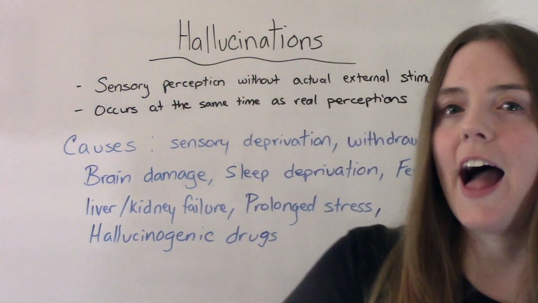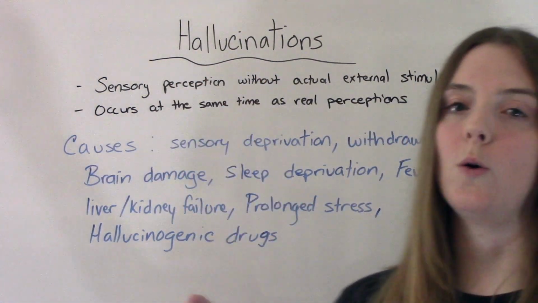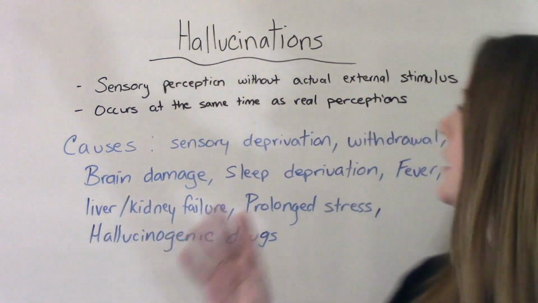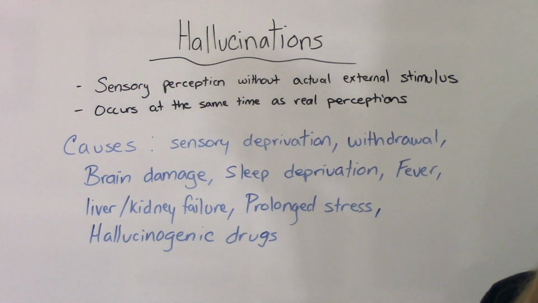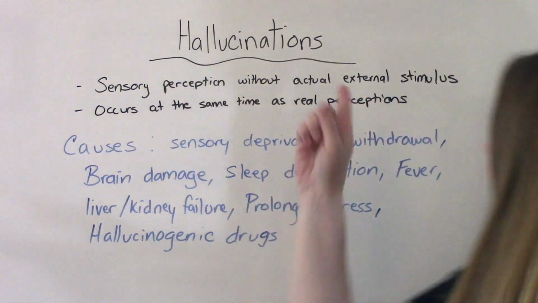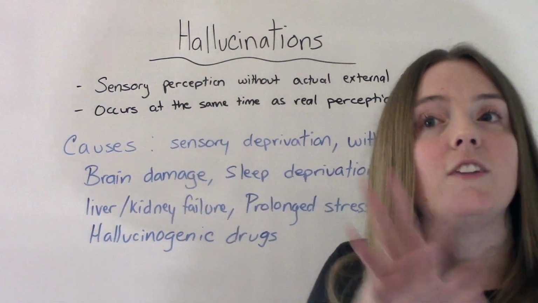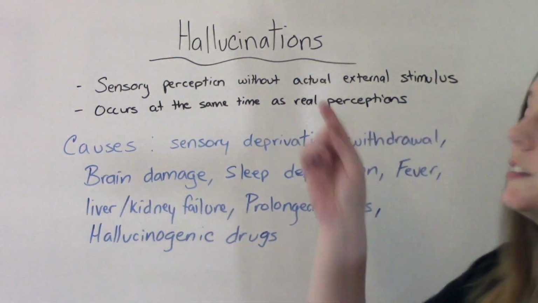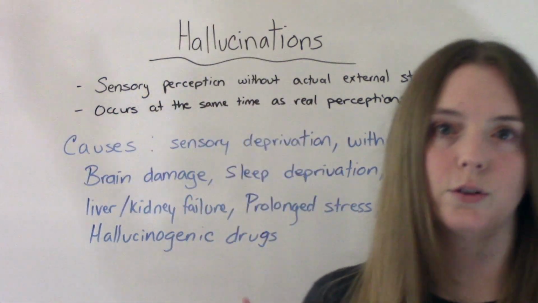So first let's define what a hallucination is. It is a sensory perception, so not just visual, right? This can be any of our senses that we're perceiving, that occurs without actual external stimulus. So, for example, if I'm talking and you hear me talking, that's external stimulus, right? You are being receptive to my voice. If it is silent and you're hearing my voice, so no external stimulus is causing that sensation and you are still perceiving it, that is a hallucination.